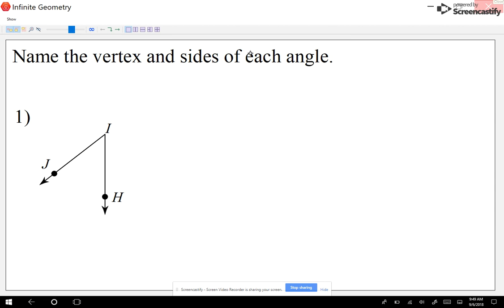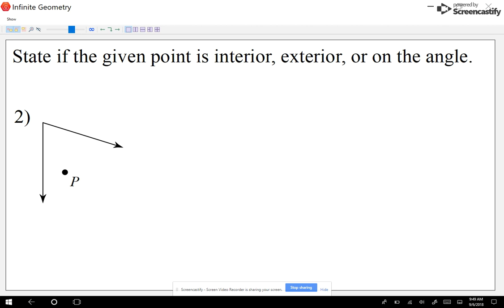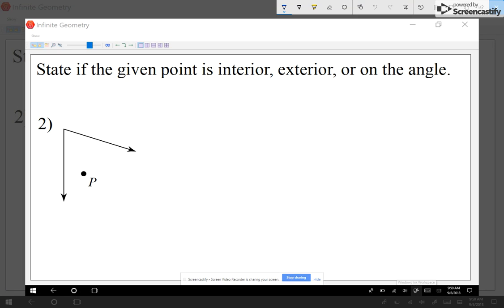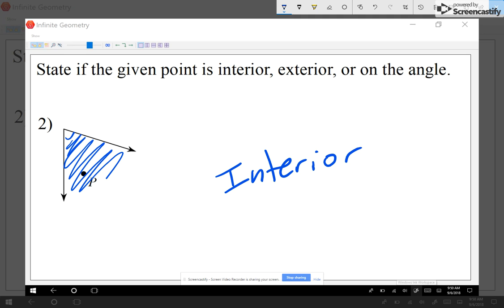All right. Then I have: state whether the given point is interior, exterior, or on the angle. So having an angle, I'm going to go the shortest distance possible. This shortest distance, everything in there will be interior, right? Everything is inside. So in this case, my point is interior. Exterior will be something like right there, outside of the angle. On the angle, keep in mind I'm saying on, not just angle, on the angle. It's a point that is part of the angle. So something like right there.